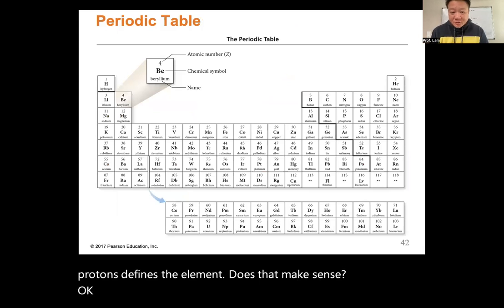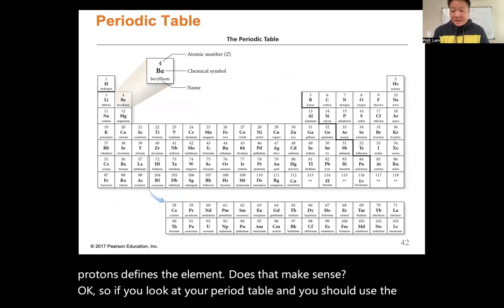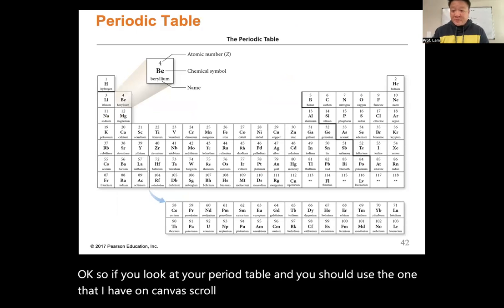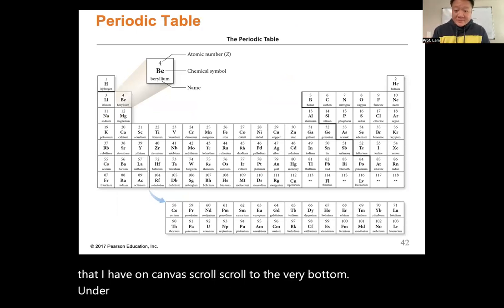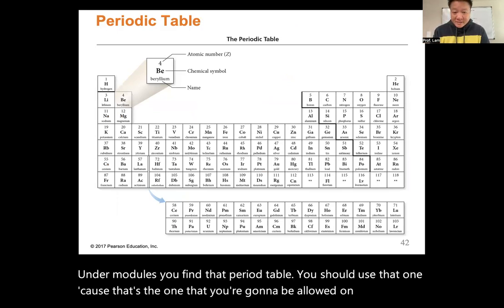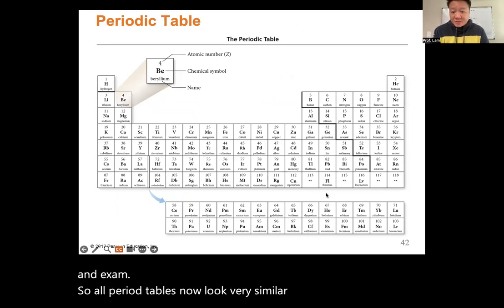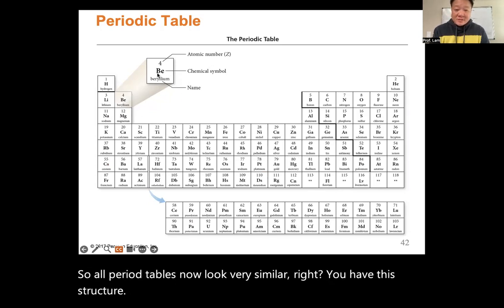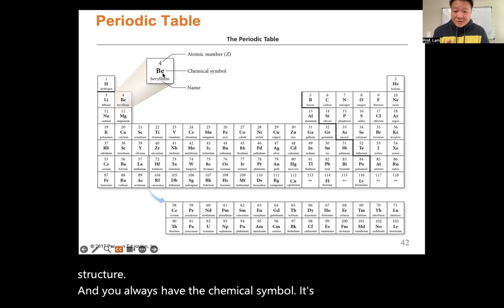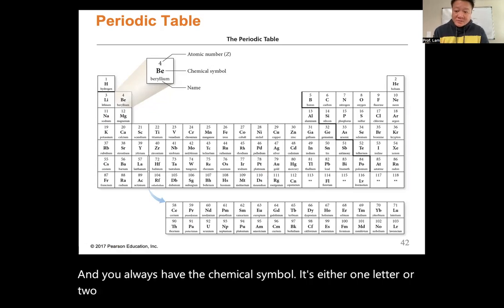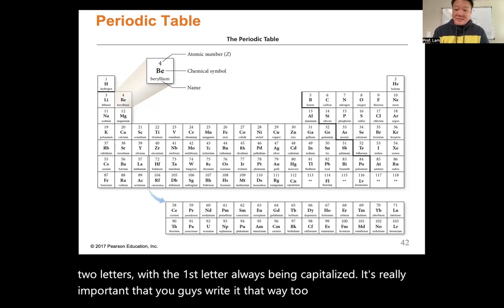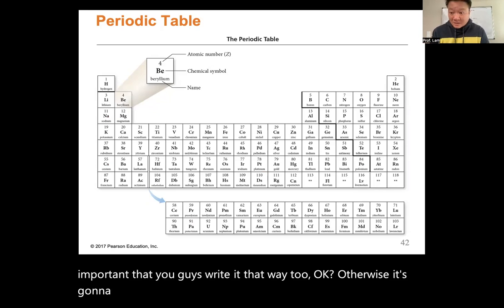Okay, so if you look at your periodic table, and you should use the one that I have on Canvas, scroll to the very bottom under modules, you find that periodic table. You should use that one because that's the one that you're going to be allowed on quizzes and exams. So all periodic tables now look very similar, right? You have this structure, and you always have the chemical symbol. It's either 1 letter or 2 letters, with the first letter always being capitalized. It's really important that you guys write it that way too, okay? Otherwise, it's not gonna look like an element, okay? So you must capitalize the first letter.